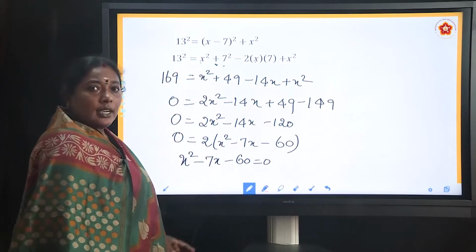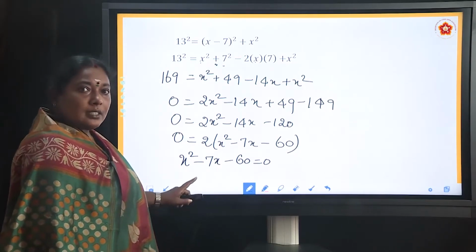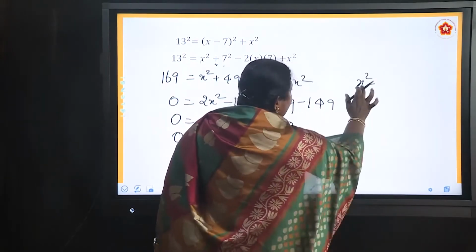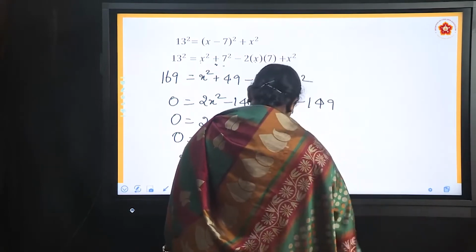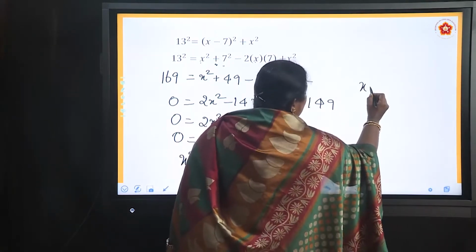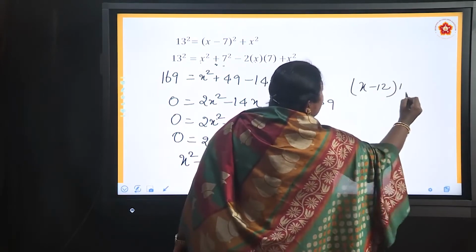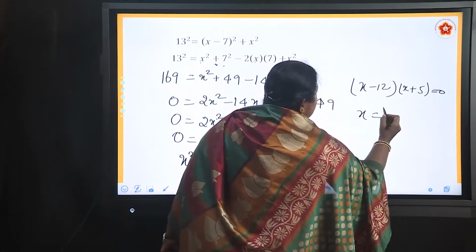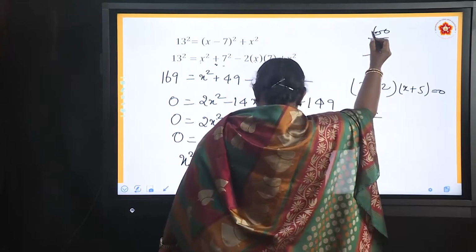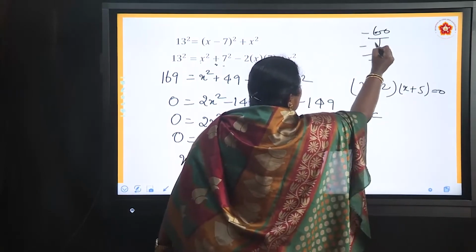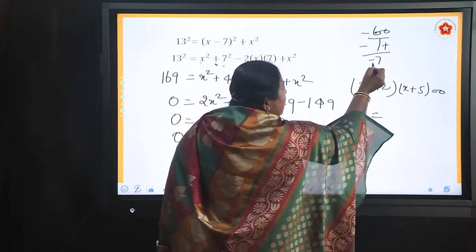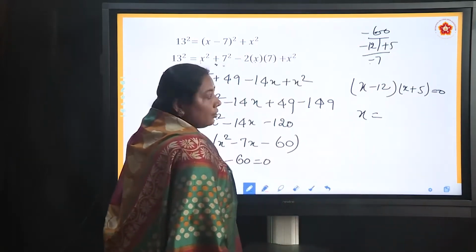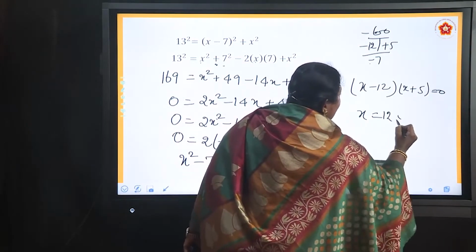By factorization method, I can easily give the answer as 12 fives are 60. So the answer is x minus 12, x plus 5 equal to 0. So how did I get this? 60 and minus 7. Here minus means one should be minus and one should be plus. Here in the addition it is minus, which means I have to give the bigger number the minus value. So I directly wrote the answer. So x will be 12 and minus 5.